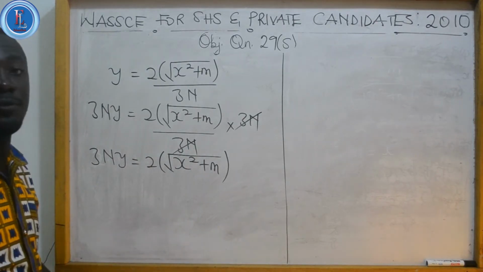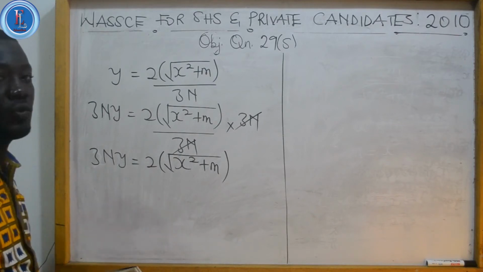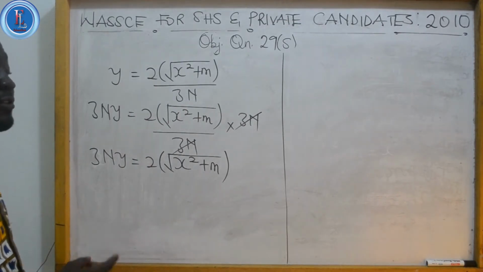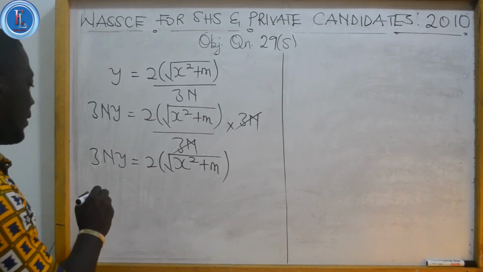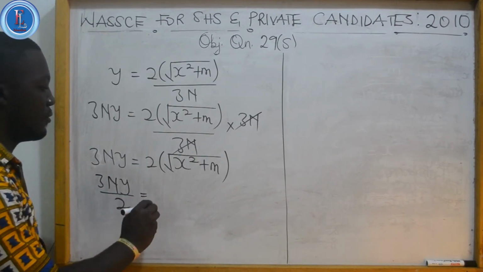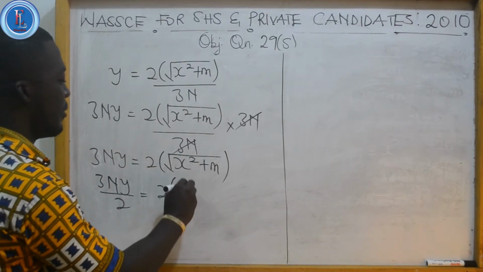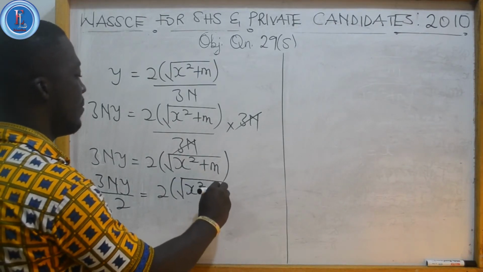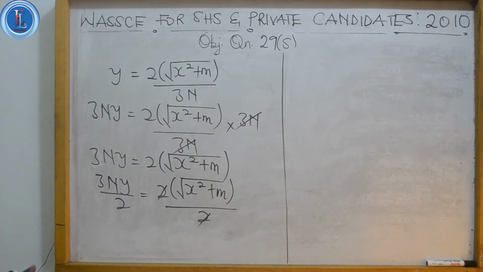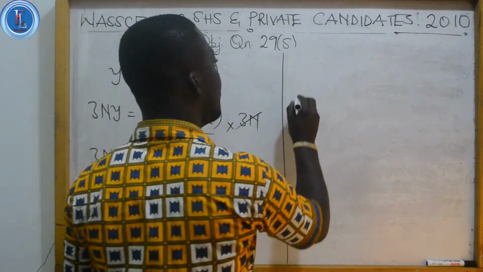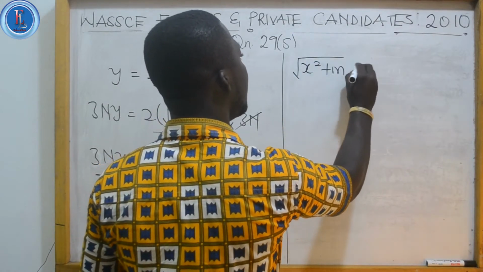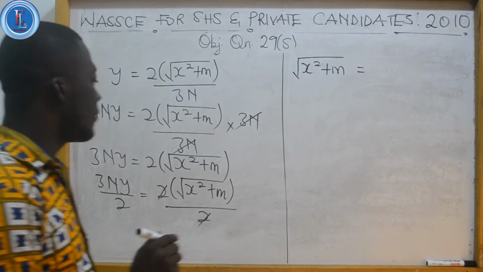The next thing we're going to do is to take away the 2. Since the 2 is multiplying, we will divide both sides of the equation by 2. And I get 3ny divided by 2 is equal to 2 into bracket square root of x squared plus m divided by 2. 2 cancel 2. Then we are going to get square root of x squared plus m.